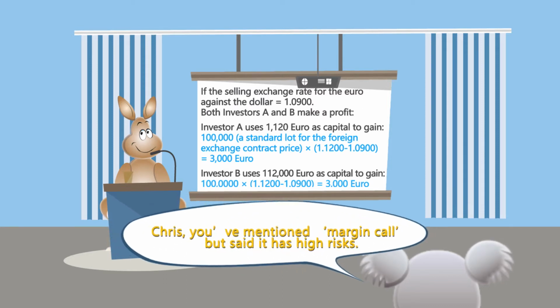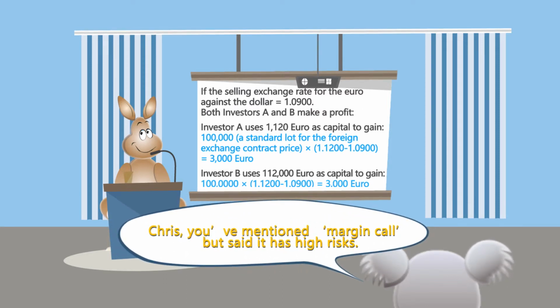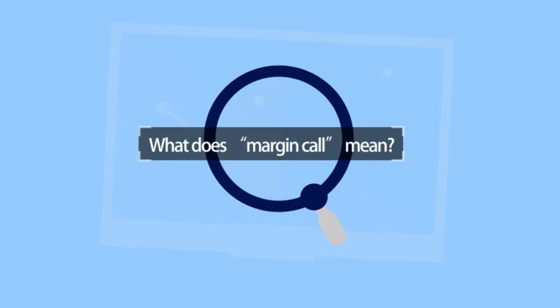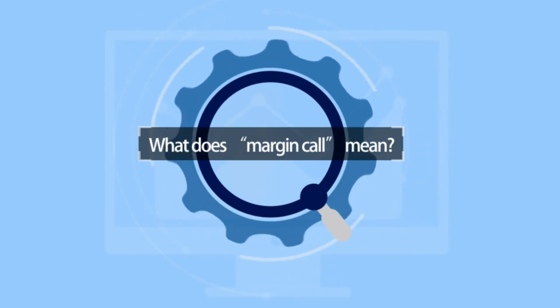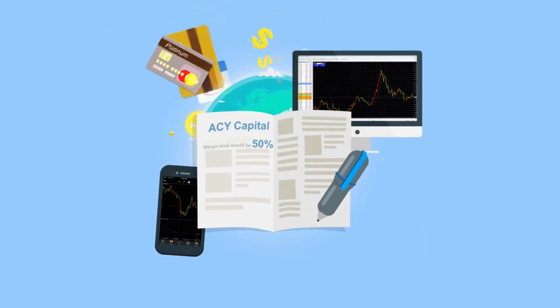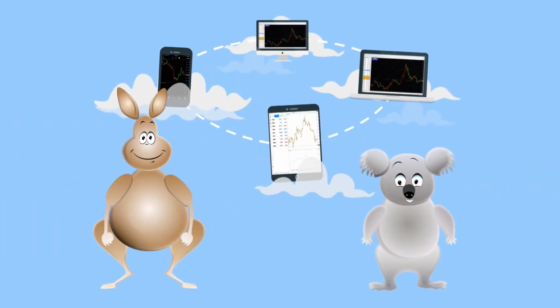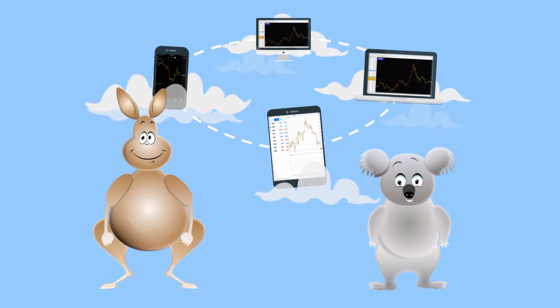Chris, you've mentioned margin call, but it said it has high risks. Can you tell me what margin call means? The liquidation point at ACY is set to 50% of the margin requirement. This means that your remaining funds fall below 50% of the margin. The order with the largest loss in your account will be automatically closed by the system until your margin level is above 50%. Wow, that's another layer of protection.